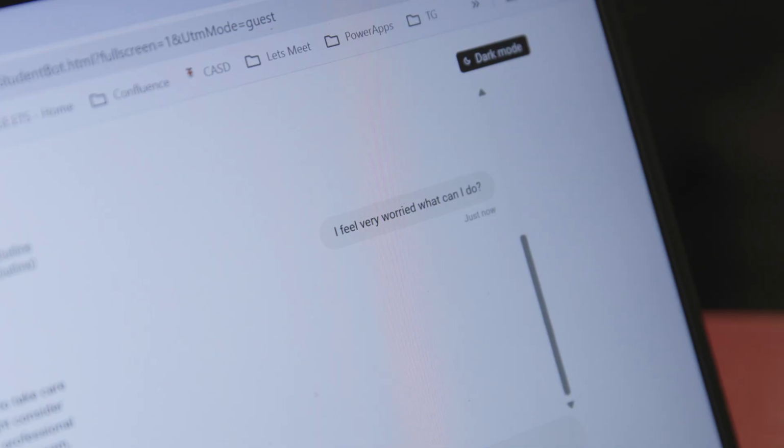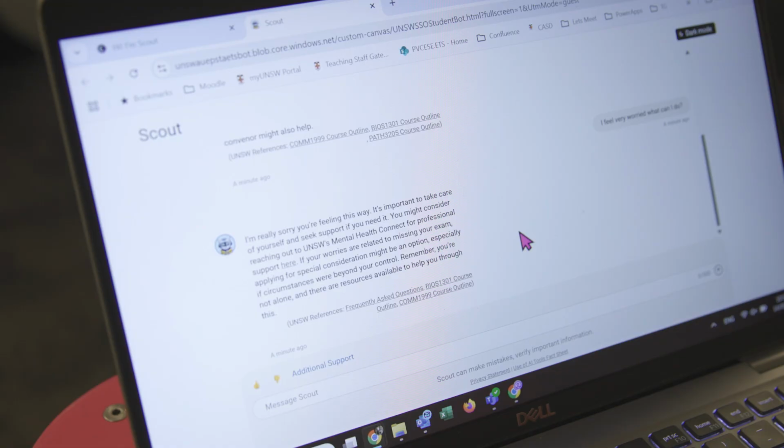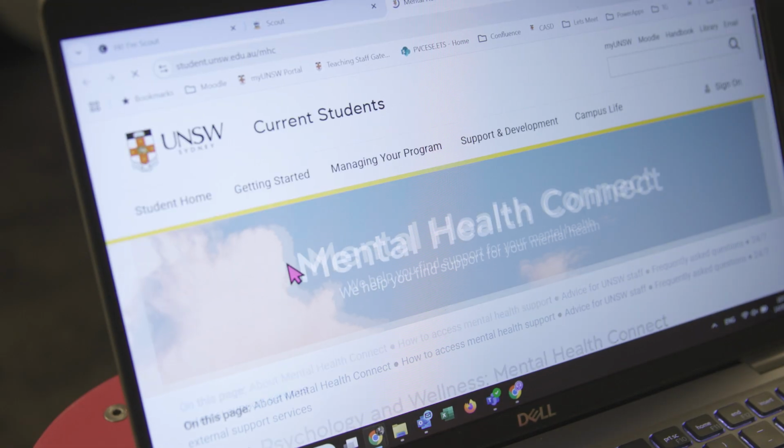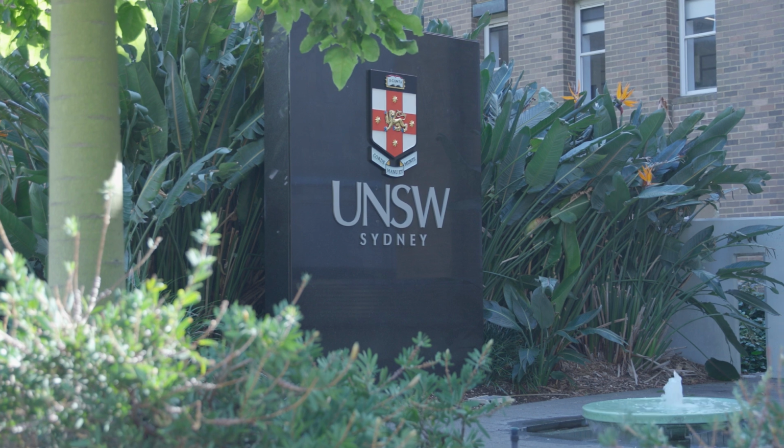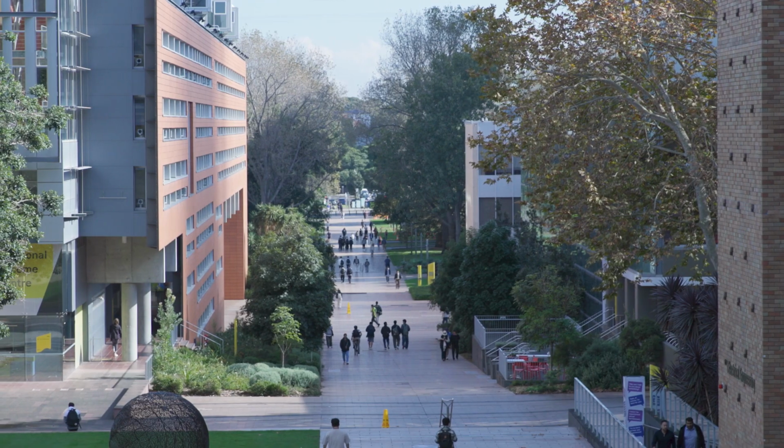It's not just about their studies or being on campus, it's about their mental well-being and their relationship to the students. We want to create, as UNSW, a sense of belonging to our students.